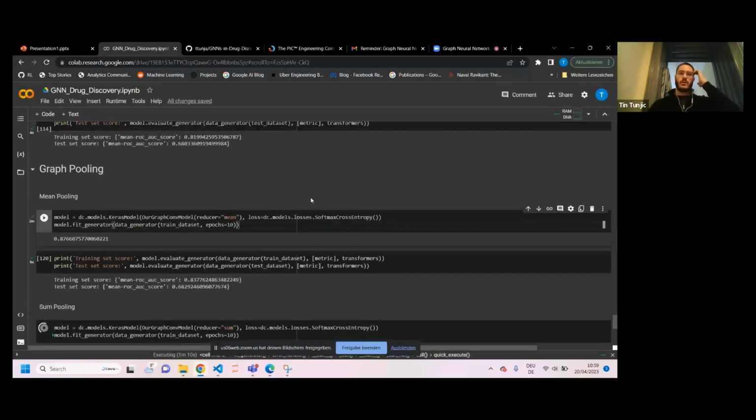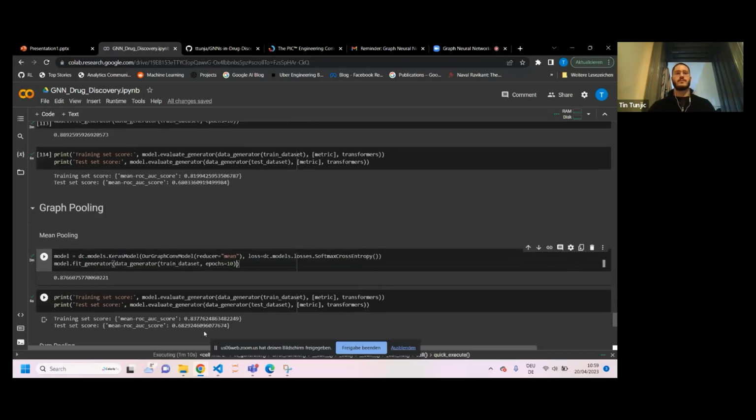As we can see, for the mean pooling, we obtained a slightly better result. You can see the test set score is 68.3. For 0.3%, the mean ROC-AUC score is better, but that's nothing worth mentioning, right? But still, it's nice to have. It's nice to see that the different pooling provides us with different predictions. And in many cases, pooling techniques could affect the prediction a lot.